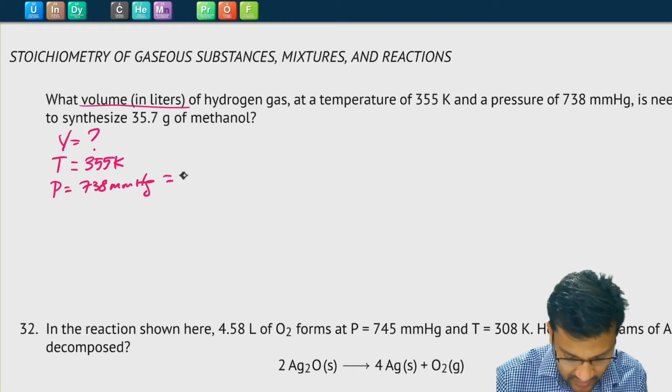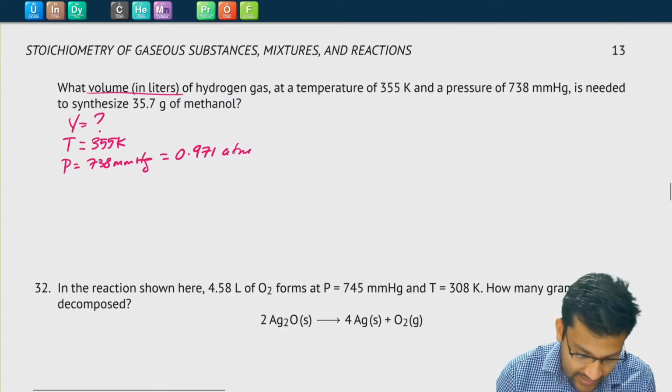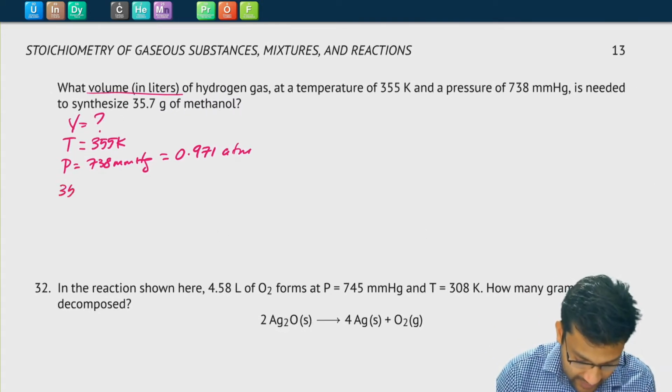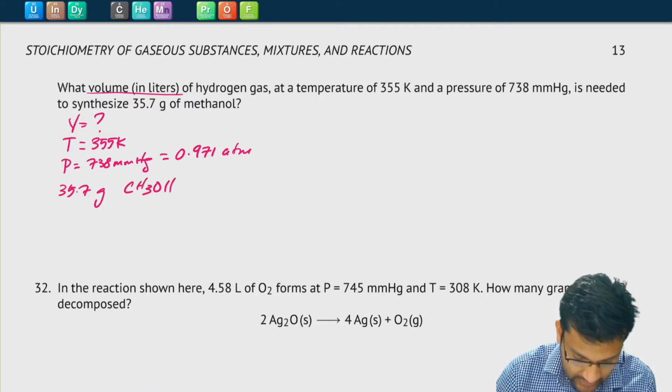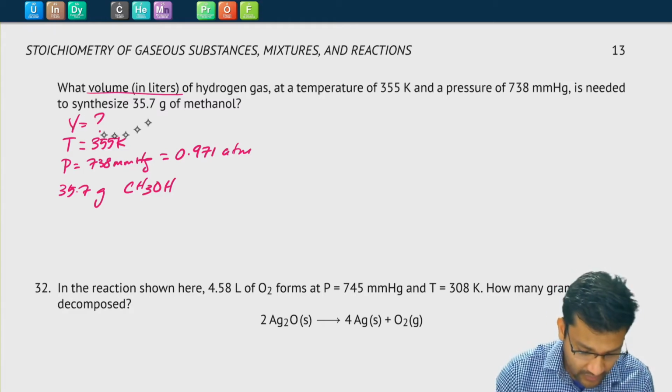We want the pressure in atmospheres, so this is 0.971 atmospheres. I'm going to assume that we know how to do that conversion quickly now. We need to synthesize 35.7 grams of methanol, CH3OH. Okay, so that's what we're given. We're asked to find the volume of a gas.